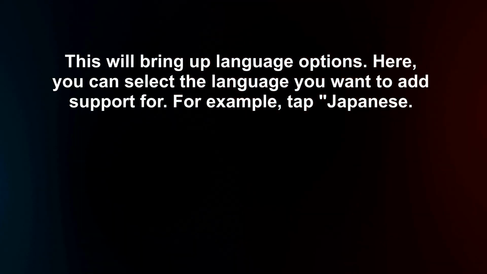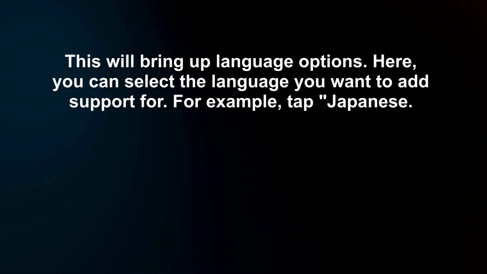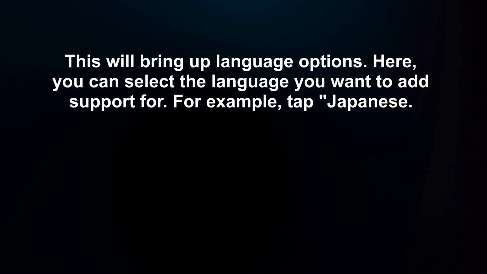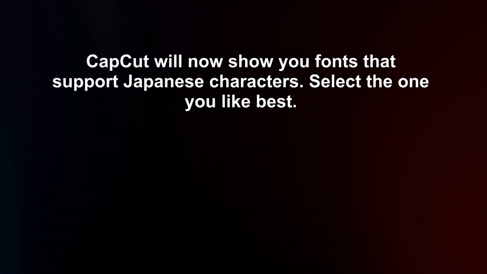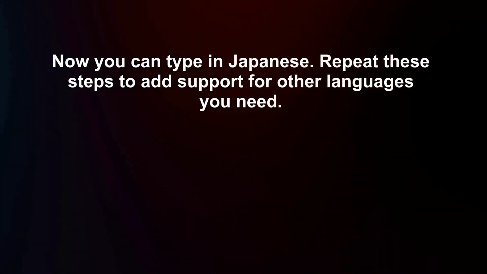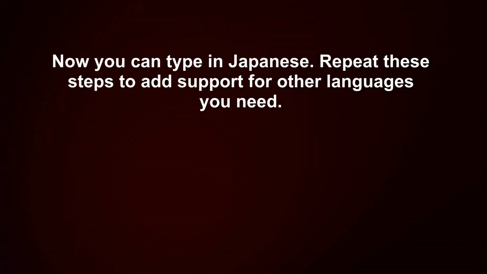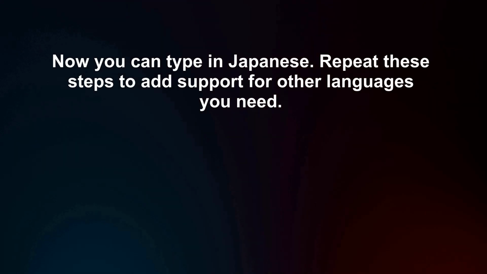Here, you can select the language you want to add support for. For example, tap Japanese. CapCut will now show you fonts that support Japanese characters. Select the one you like best. Now you can type in Japanese. Repeat these steps to add support for other languages you need.